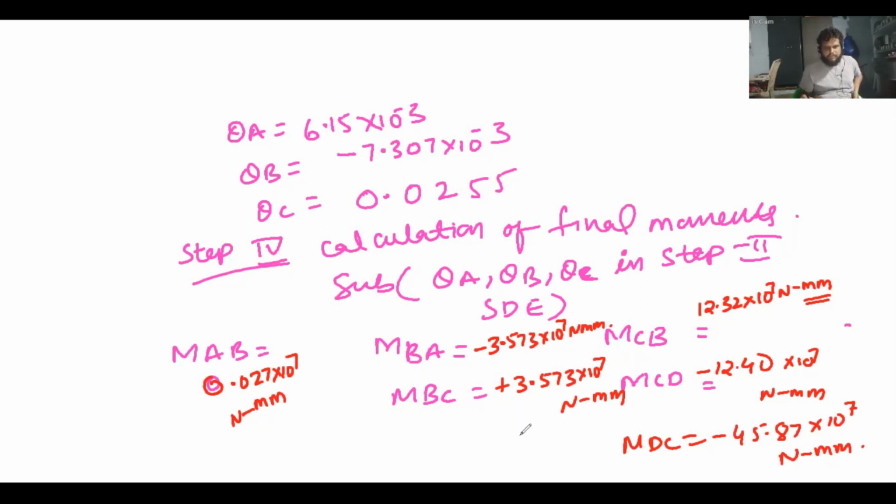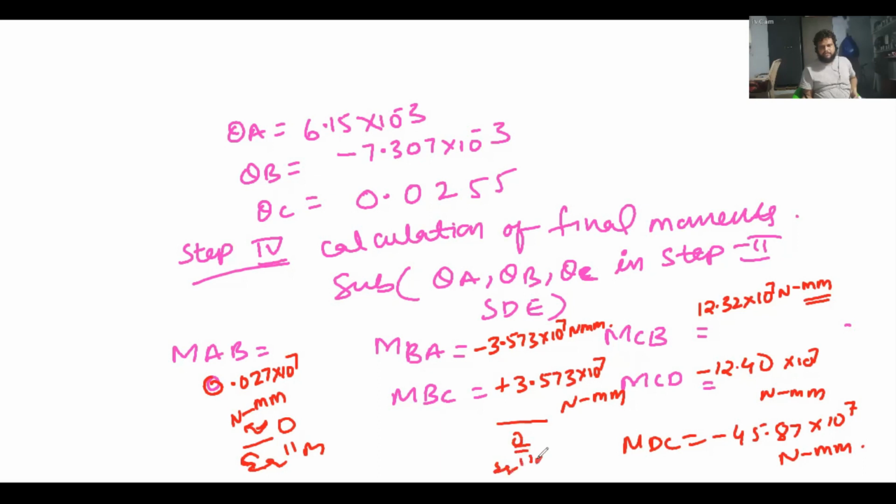Now you see, to attain the equilibrium, why we are writing equilibrium equations. Now you see this is 0.027, which is approximately equal to 0. So now at MAB, our equilibrium is satisfied. It is almost equal to 0 only. 0.027 means it's almost equal to 0. If you take this plus and minus, this also will become 0.